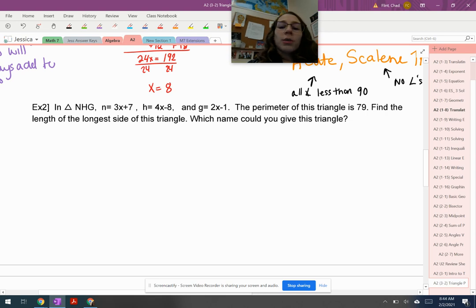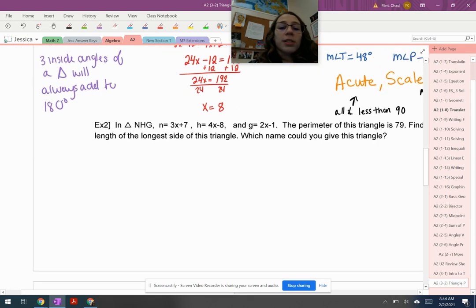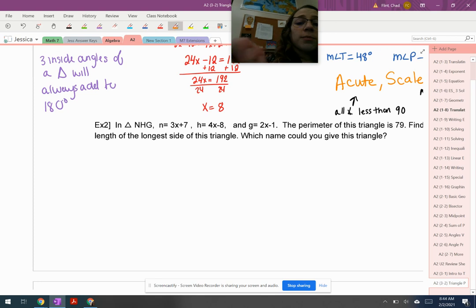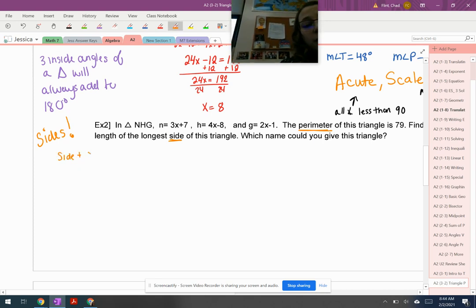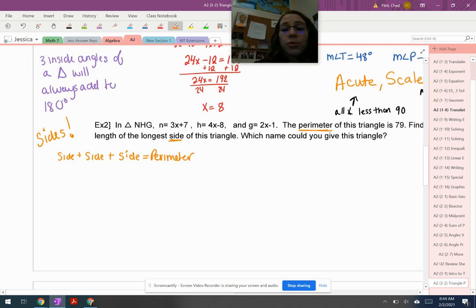Okay, so again, first thing we're determining is: is this problem talking about sides or is it talking about angles? Based on what the problem is saying and the fact that it gives me the perimeter, this is talking about sides. So I know that the sides add together to give me the perimeter. So side plus side plus side equals the perimeter. I'm going to use that information to create an equation given the pieces that they have.